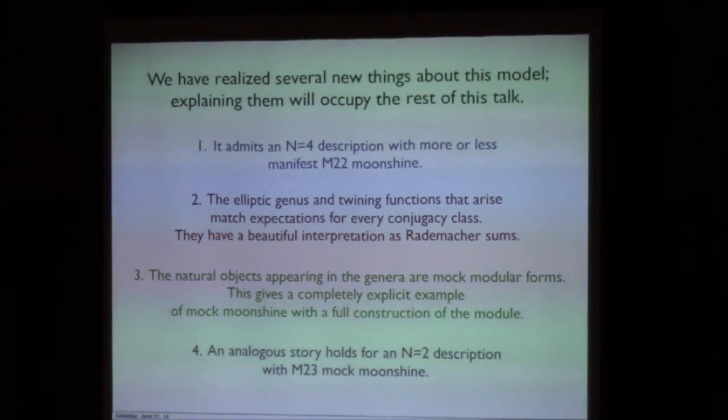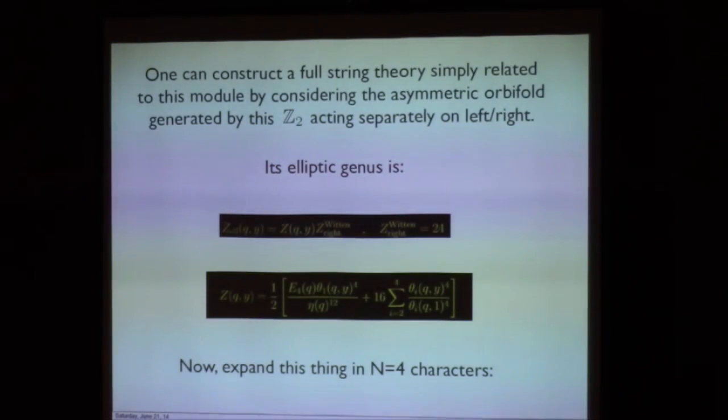And there's an analogous story with a different chiral algebra, N=2 instead of N=4, with M23 replacing M22. In fact, there's a whole family of such stories where you choose the chiral algebra you want. This model is very symmetric. One can, if you want, construct a full string theory instead of a 2D theory that's simply related to this module by considering an asymmetric orbifold that takes two copies of this and acts separately on the left and right.